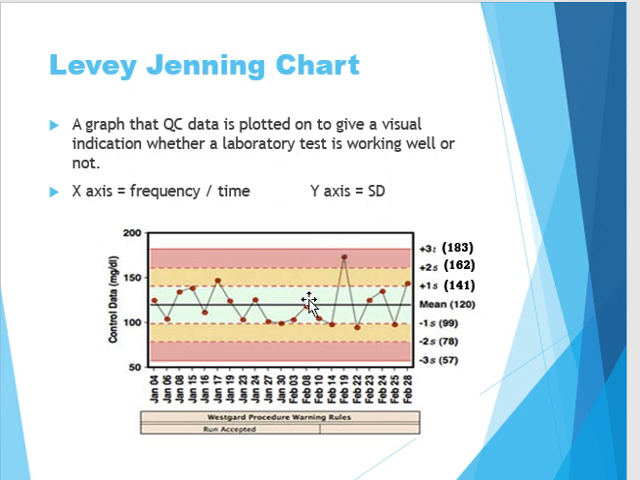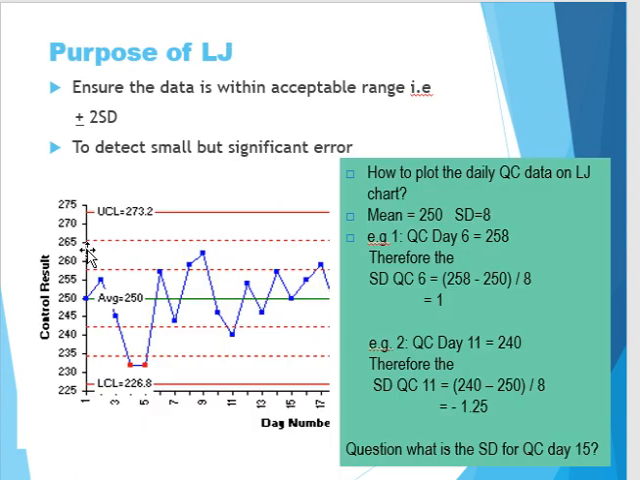Also, this Levey-Jennings chart has two sections, the positive SD section and the minus SD section. The positive SD section is where the QC value is more than the mean, while the negative SD section is where the QC value is less than the mean. The purpose of the LJ chart is to ensure that the data is within the acceptable range, plus minus 2 SD, because using the LJ chart we can easily check that. It is also to detect small but significant errors by using the trend of the LJ.